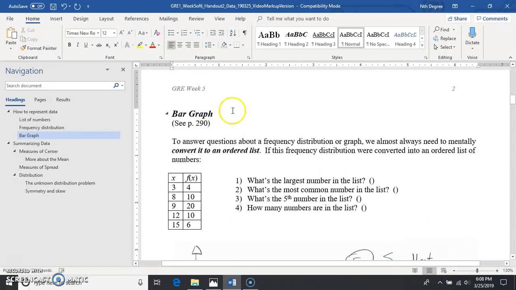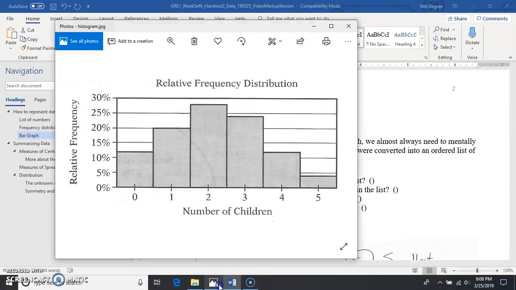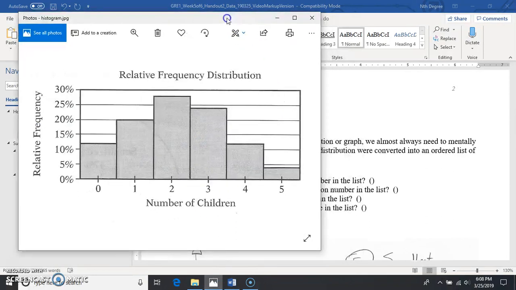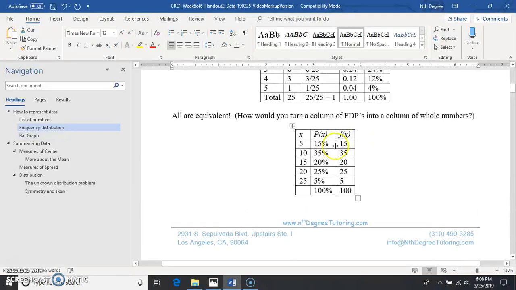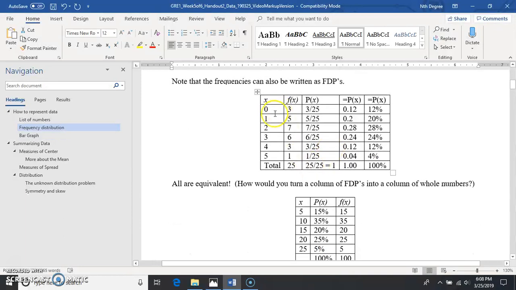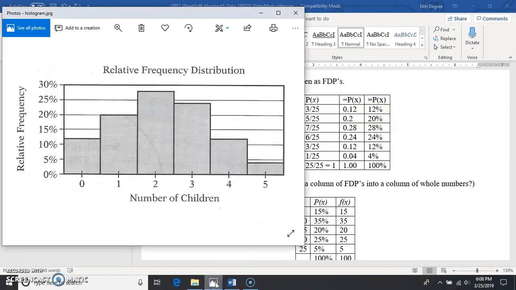The bar graph. So we can turn a frequency distribution very easily into a bar graph. If you turn to page 290 of your book, you'll see an example of that. And I have copied that example here. Okay, so let's see how this is related to this table. We're using the percents. So for example, you see that the zeros make up 12% of the list. And when we look at our bar graph, number of children, 0, relative frequency or percentage, 12%.